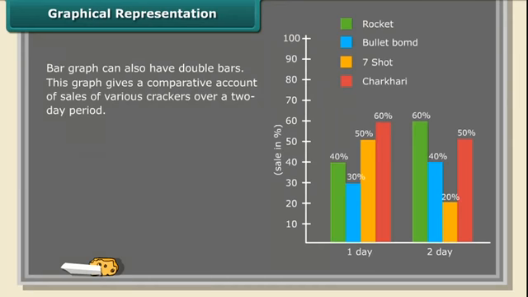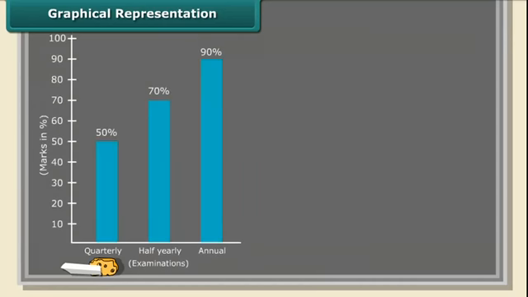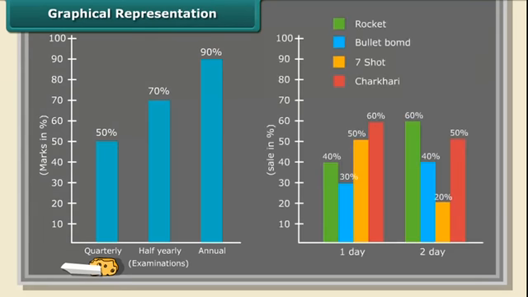This graph gives a comparative account of sales of various crackers over a 2-day period. From the above graphs, the first graph shows the comparison of 3 examinations of a student. The second graph shows the sales of 4 varieties of crackers in 2 days.